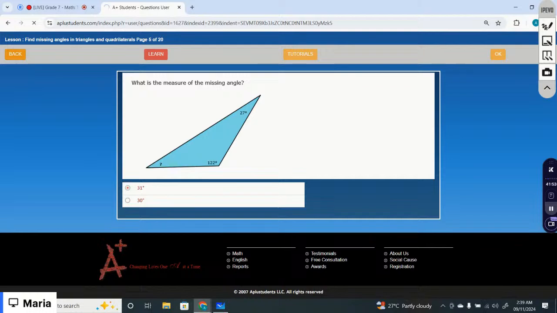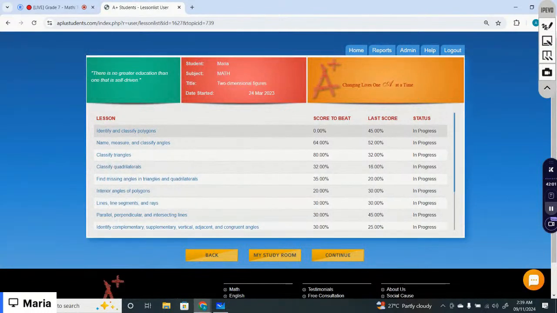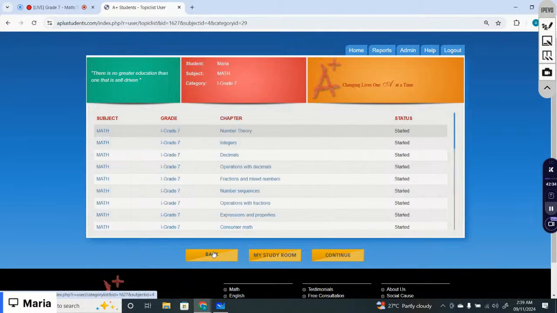So we were working on grade 7 math. The chapter we were working on is two-dimensional figures. The lessons we have covered today are identify and classify polygons, name, measure and classify angles, classify triangles, classify quadrilaterals, and find missing angles in triangles and quadrilaterals, right? So please make sure before the next session you complete all the practice questions for the lessons we just did. That is your homework until the next session.